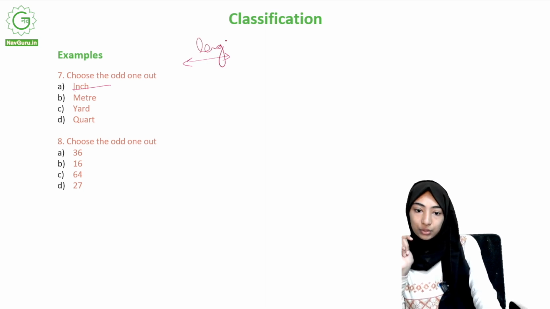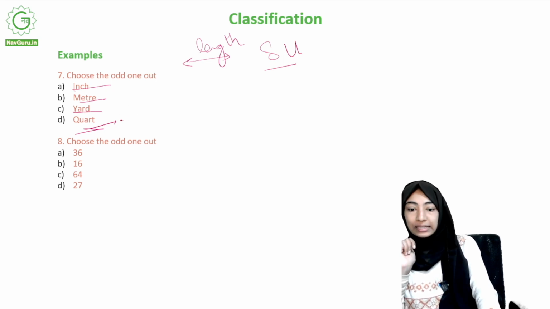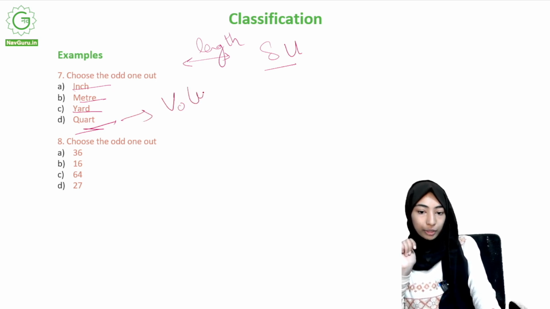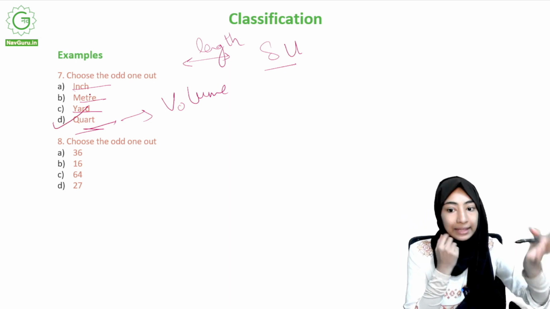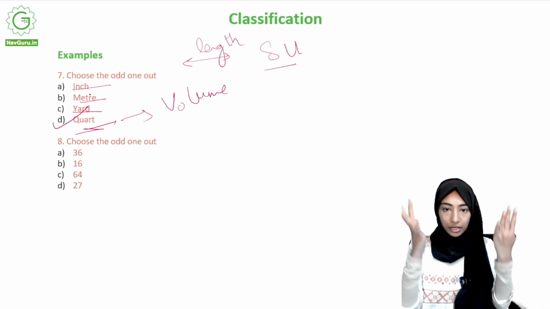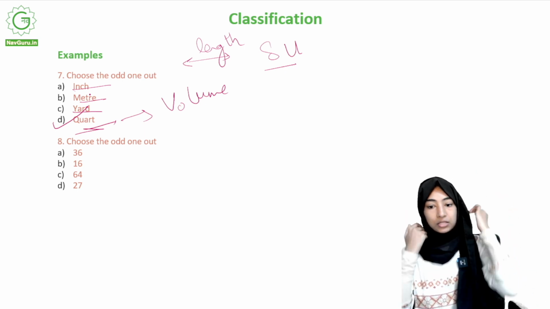Meter, again, is used for measuring length. In fact, meter is the standard unit of length. Yard, again, is used for measuring length. Quart, have you heard of quart? Quart is not used for measuring length. In fact, it is used for measuring volume. So here, quart is the odd one out. Even if you have not heard of quart, you can guess, because inch, meter, and yard are all used for length. On the basis of that, you can guess.